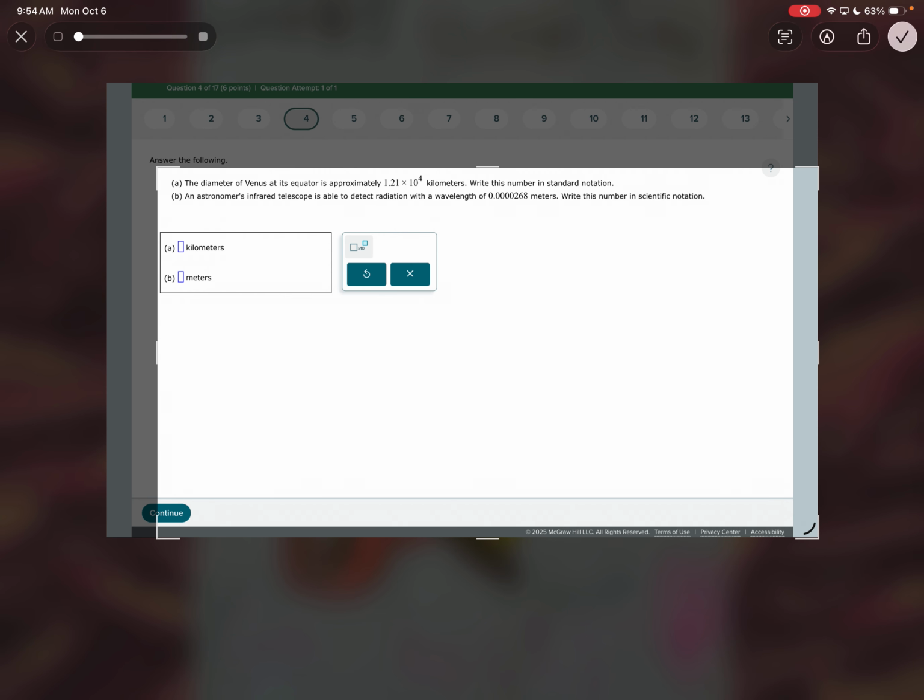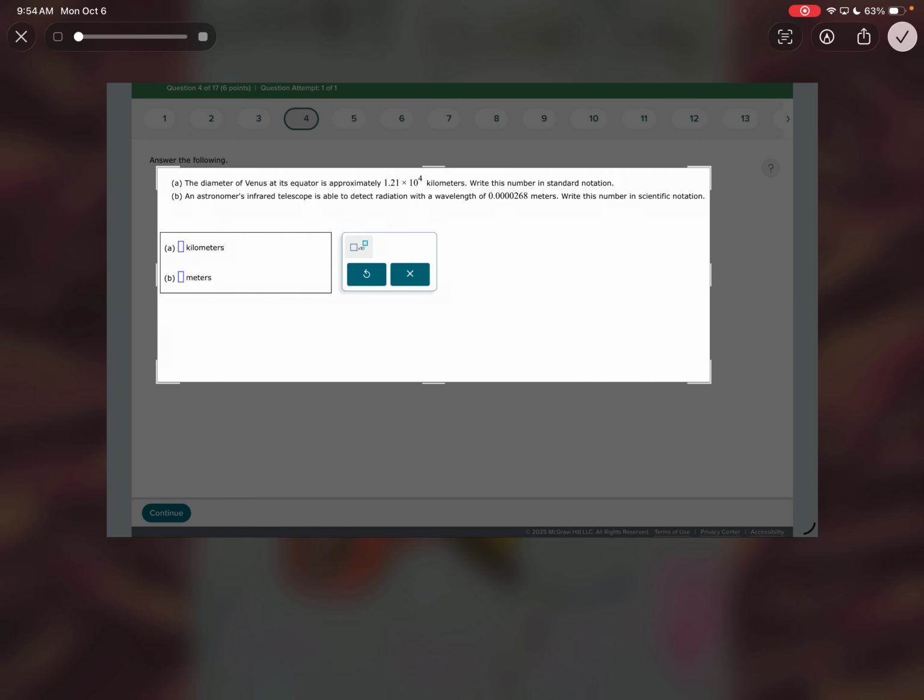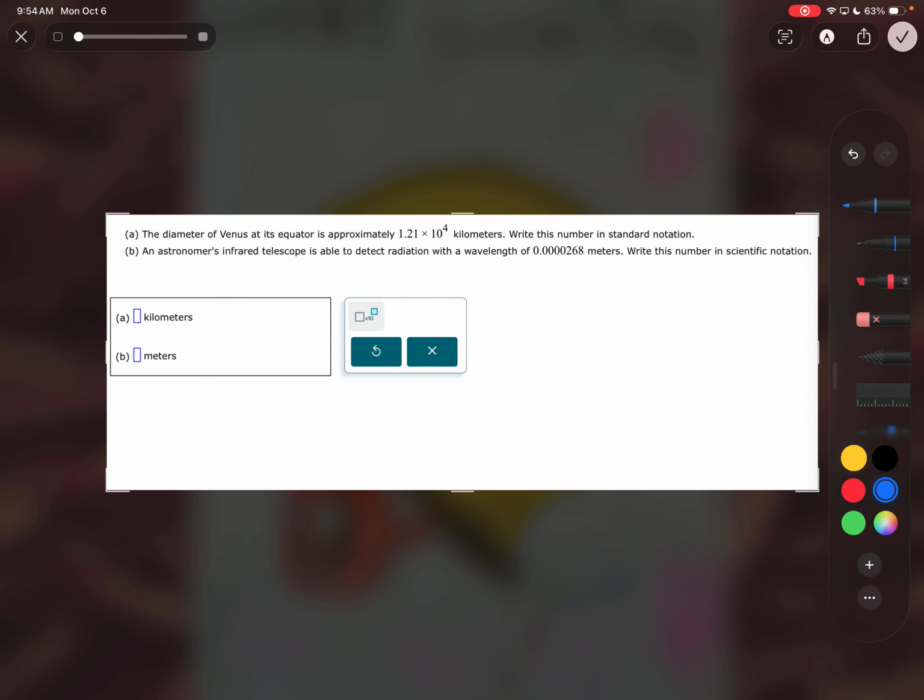Okay, so scientific notation, they may talk about left and right, but I don't really like talking about left and right because it's opposite when you switch what you're doing. So for A right here, 1.21 times 10 to the fourth, and I want to write this in standard notation. The way I think about it is this is a positive number, so I want it to be bigger. So how do I make 1.21 bigger? I'm going to move it to the right. So I do 1, 2, 3, 4. So that would be 12,100.